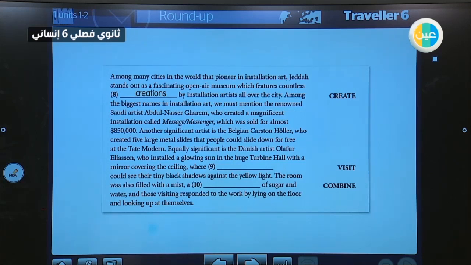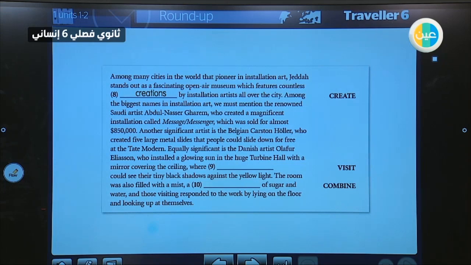Among the biggest names in installation art, we must mention the renowned Saudi artist Abdel Nasser Gharim, who created a magnificent installation called Message or Messenger, which was sold for almost $850,000. Another significant artist is Belgian, Karsten Holler, who created 5 large metal slides that people could slide down for free at the Tate Modern. Equally significant is the Danish artist Olafur Eliasson, who installed a glowing sun in the huge turbine hall with a mirror covering the ceiling.